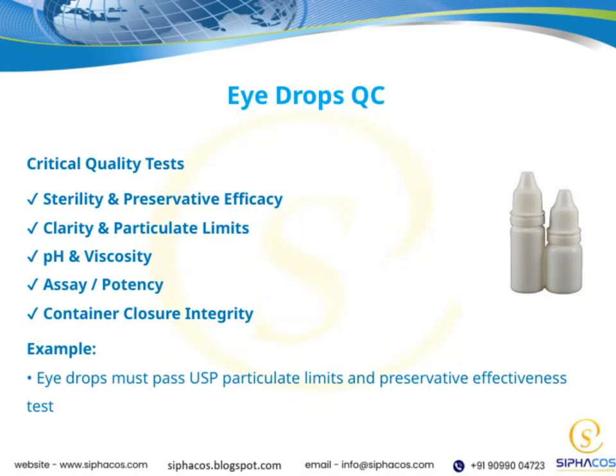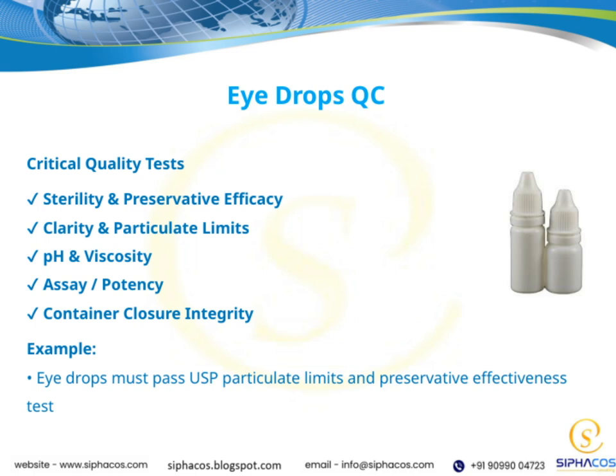Now, let's take a closer look at the critical quality tests for eye drops. These tests ensure that the product is safe and effective for use. First, sterility and preservative efficacy are paramount. They confirm that the eye drops are free from microbial contamination and that the preservatives are working as intended. Next, we have clarity and particulate limits, which are essential because any visible particles or cloudiness can cause discomfort or even harm to the eye.